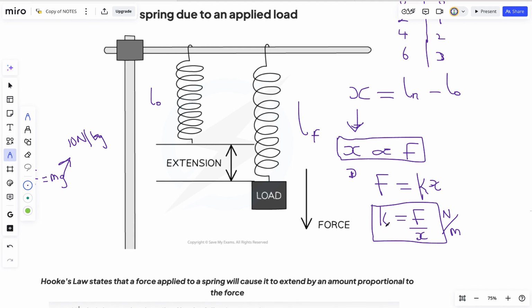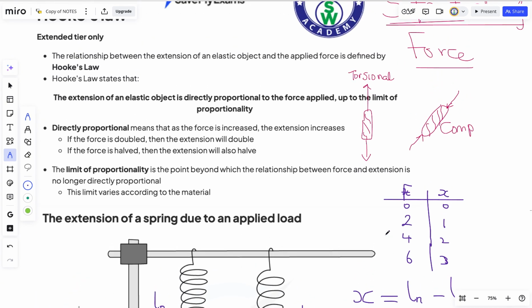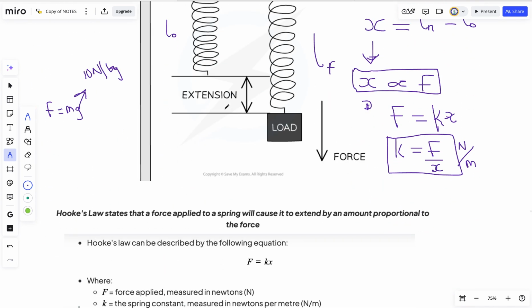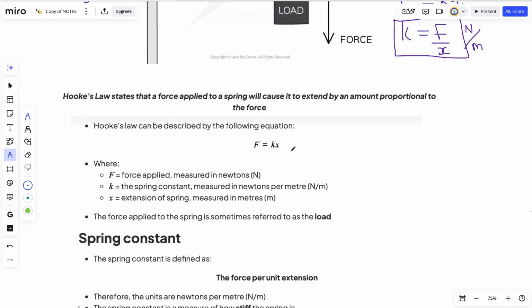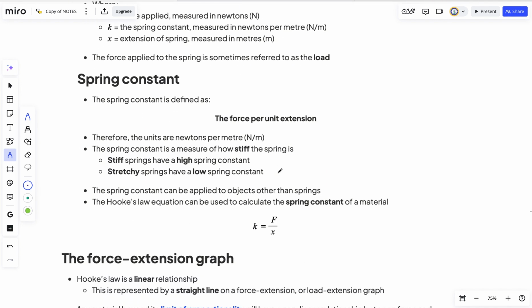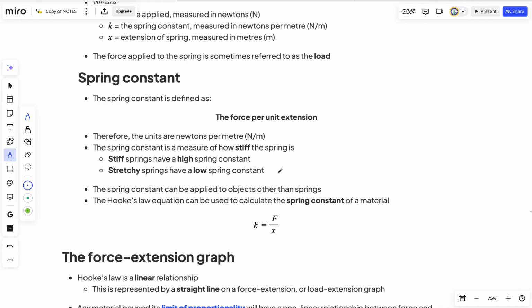Now let's move on. We've explained this concept in details. We've also stated the law, right? That the extension in an elastic object is directly proportional to the applied force up to the limit of proportionality. That's Hooke's law. So we should be able to state Hooke's law. We should be able to explain the experiment. We've given the mathematical equation. We say F equal to Kx, right? And then we say K is the spring constant that you calculate most of the time. It is the stiffness of the material, the stiffness of the spring. The stiffer the spring, the more difficult it is for it to stretch out completely.